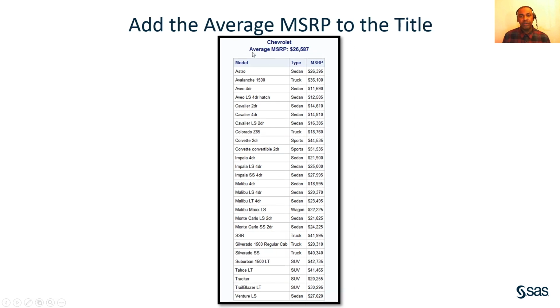Secondly, we will use a macro program in SQL code to generate a statistic and assign it to a macro variable. And that macro variable will display in the title, a second title along with the first title, displaying the columns.